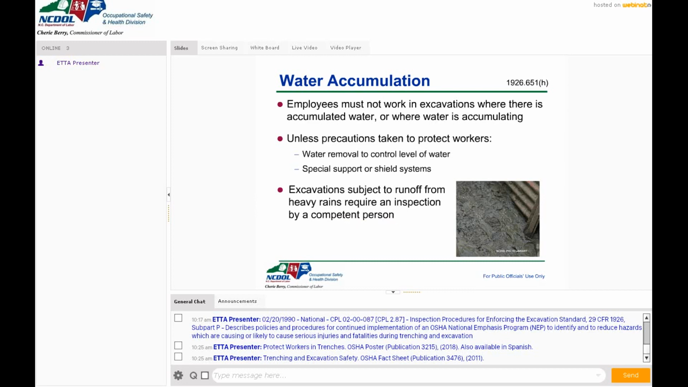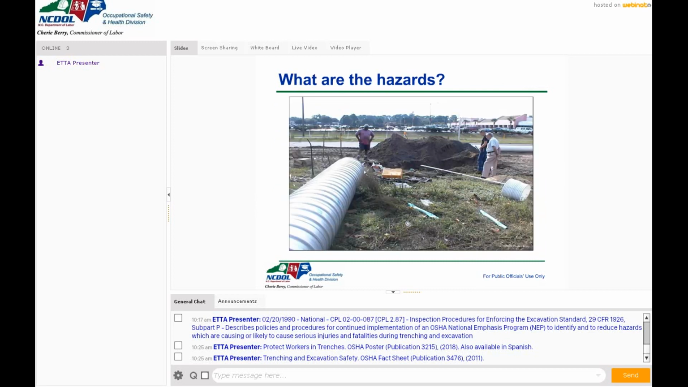And now let me ask y'all, what do y'all see in this particular photo? Soil pile too close. That's a good one, Mr. Zachary. There you go. Mr. Steve hit the nail on the head.